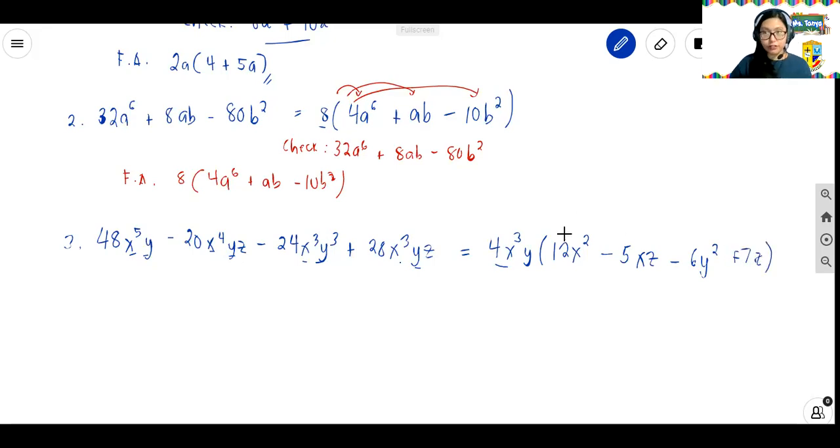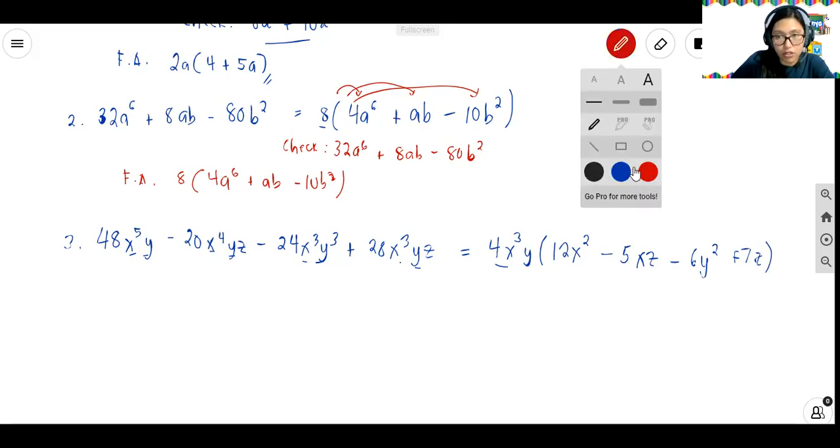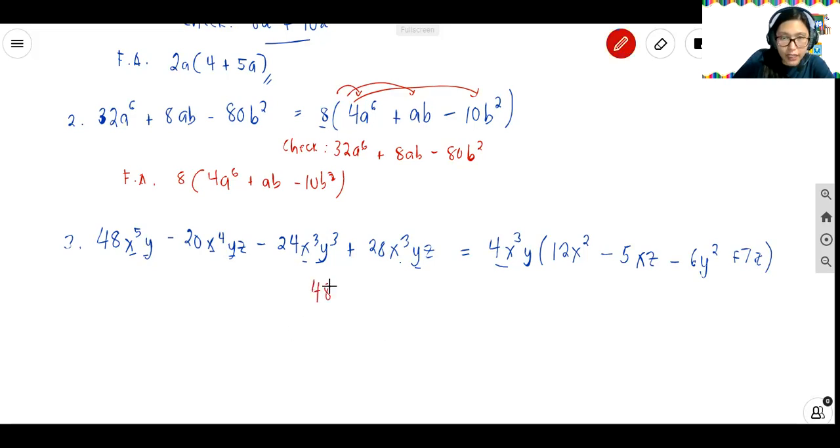Now, if you are confused as to how the first term was solved, remember that you're using the laws of exponents. So if you have 48x to the 5th y, then you divide that by the GCF, which is 4x cubed y. When you divide 48 and 4, it will give you 12. X to the 5th and x to the 3rd power, that will subtract, it will give you 2 as an exponent. And then y will cancel. That's why you got 12x squared. We're simply applying the laws of exponents here.